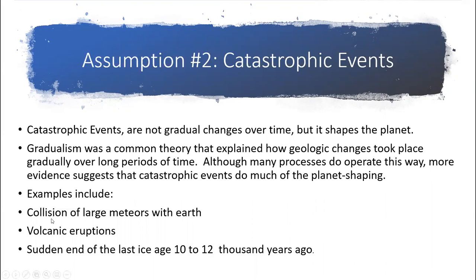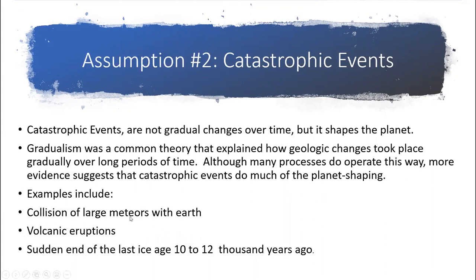For example, the collision of large meteors with the Earth. There's geographic evidence of that, and we know for a fact that it actually stopped, so they killed the dinosaurs. Volcanic eruptions also change a lot of things, helped a lot the planet.